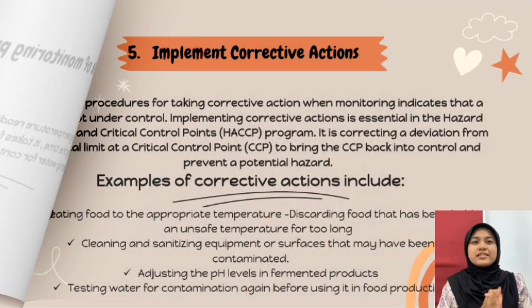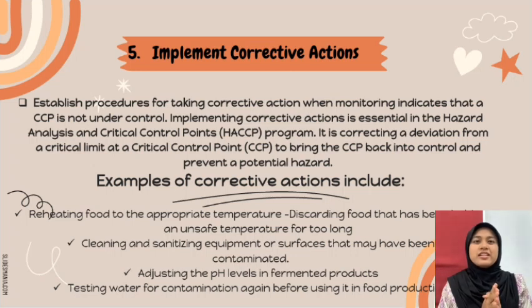Next is implement corrective actions. These are procedures for taking corrective action when monitoring indicates that a CCP is not under control. For example, cleaning and sanitizing equipment or surfaces that may have been contaminated. A second example is adjusting the pH level in a fermented product.